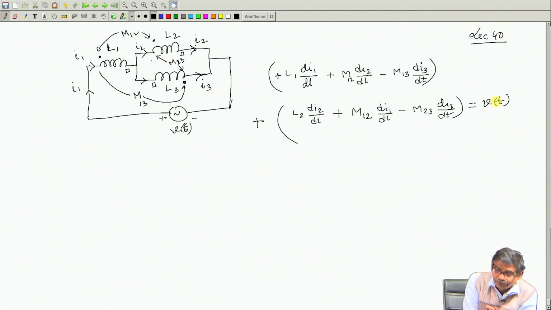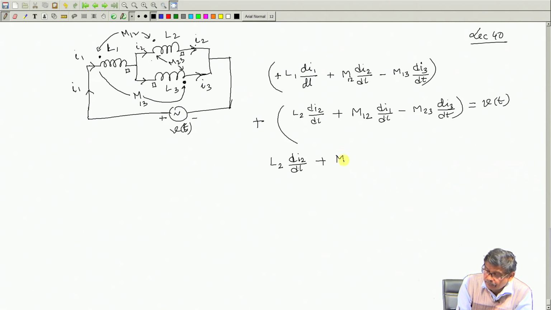Now, it is correct. Similarly, in this loop, if you go by, you will see that L2 dI2/dt, and for this one, this side will be plus. So, this will be M12 dI1/dt.